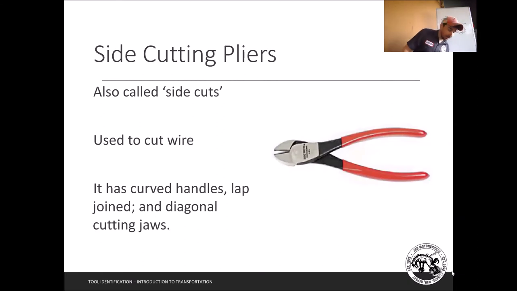Last one is side cutting pliers, also called side cuts, for cutting wire, cutting, you know, steel cable, that kind of stuff. Really nice grooved jaws. You can see what they're talking about. That's the groove. I'm sorry, curved handles, lap joints, and diagonal cutting jaws.